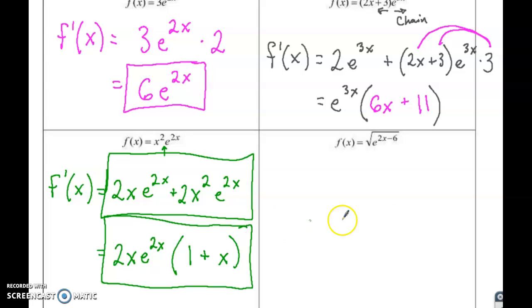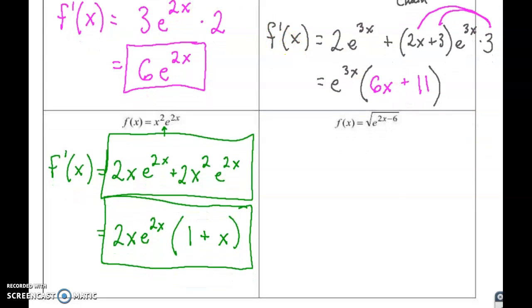But that's about it. Now this last one, it may seem like magic. But I just want to remind you, if there's shortcuts, go ahead and take them. For instance, this is e to the 2x minus 6 to the 1/2 power. Well, if you have a power to a power, this is simply e, as you distribute that, to the x minus 3 power. So what should the derivative of this be?